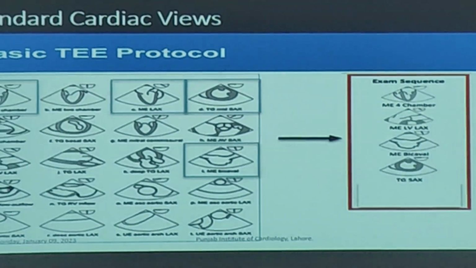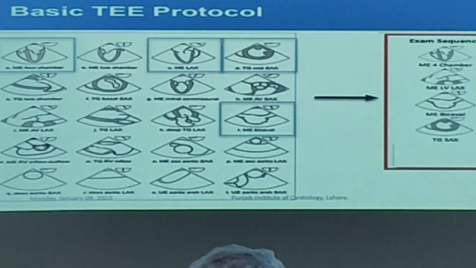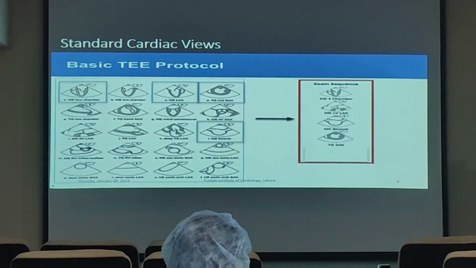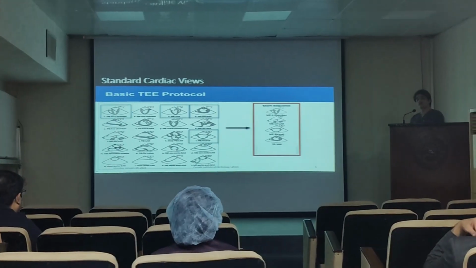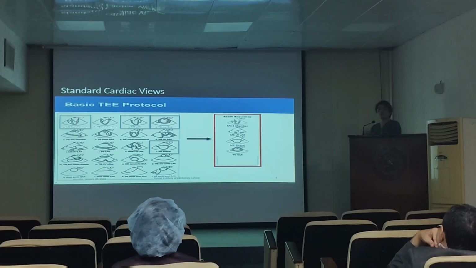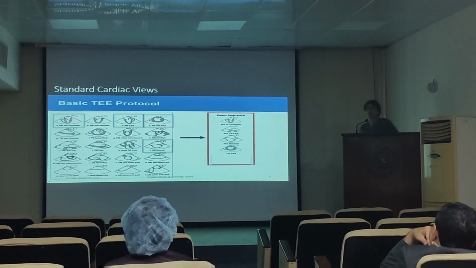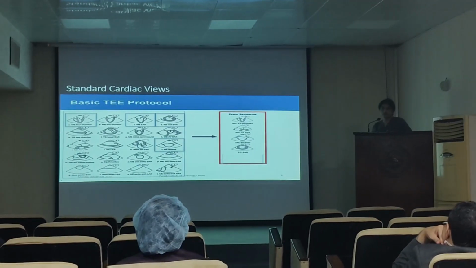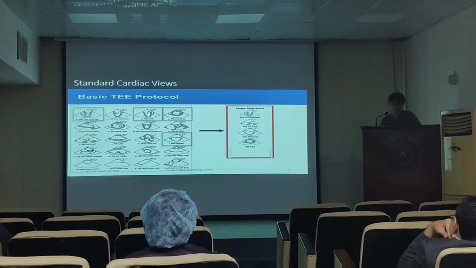So whenever you are making any diagnosis, you should have in mind that if you are using the TEE, you are looking at the posterior of the heart. It is especially important for wall motion abnormalities, because you are looking at a different territory of the heart. So you should be aware that the images of the TEE and transthoracic are mirror images of each other.